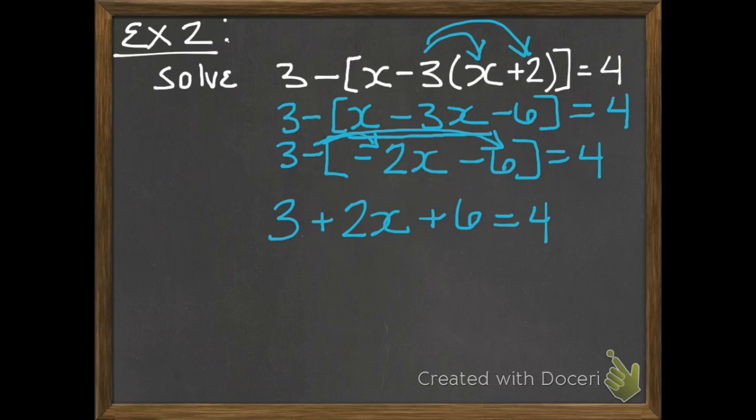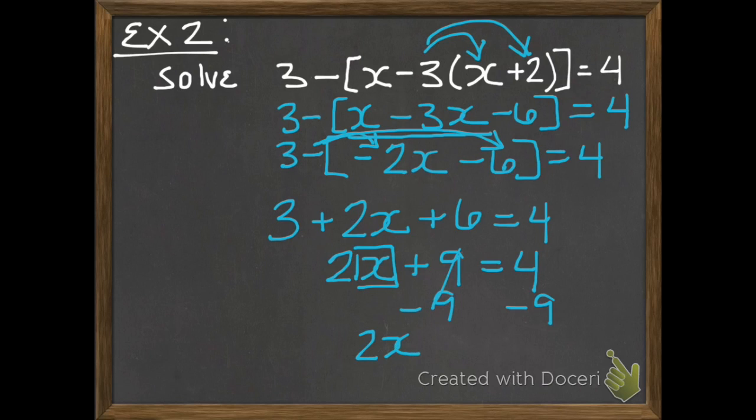combining these whole numbers. So I've got 3 and 6, so that gives me on the left side 2 x's plus 9 ones equals 4, and now finally we're simplified and it is exactly like the previous example, example 1. So now I want to solve for this x. I need to subtract the 9 from both sides. And I'm left with 2x equals negative 5. So dividing both sides by 2, I get that x equals negative 5 halves as my final answer.